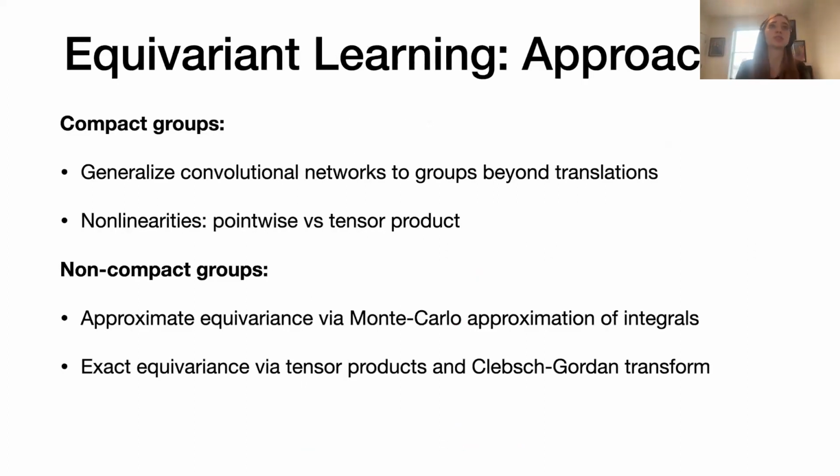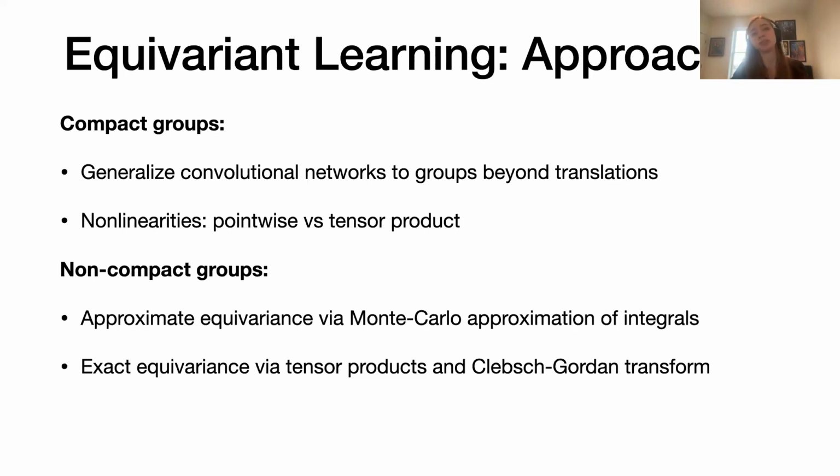Now, there are tons of approaches to equivariant learning. I do not have time to go into the details of these, so I'll just generally say there are 2 broad categories, with most efforts concentrated in the first category, which is working with compact groups. So finite groups or the orthogonal group are the typical ones. And there's a whole slew of techniques for working with compact groups. You may have heard of group convolutional networks, tensor product-based networks. There's recently more work on working with non-compact groups, of which SL2R is one.